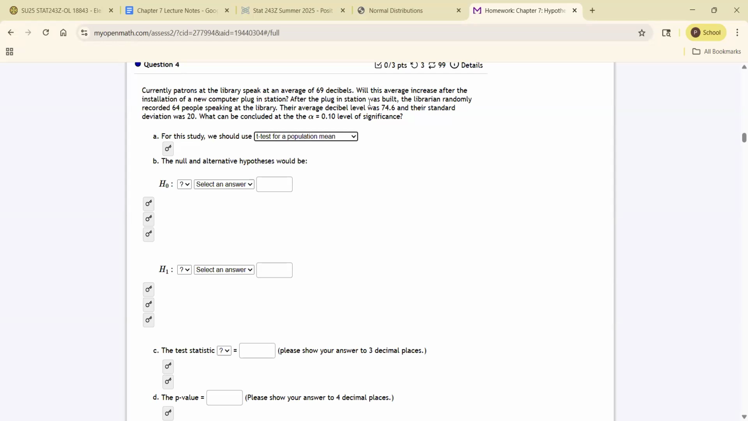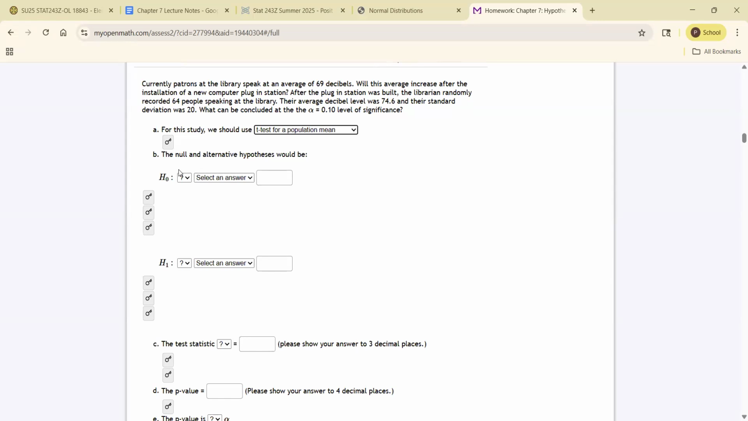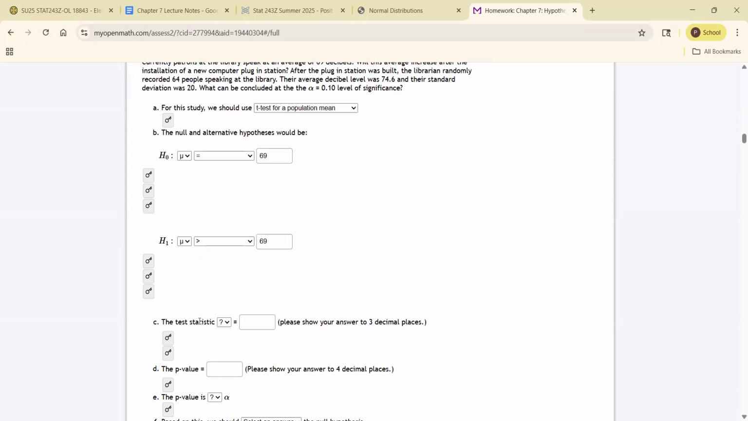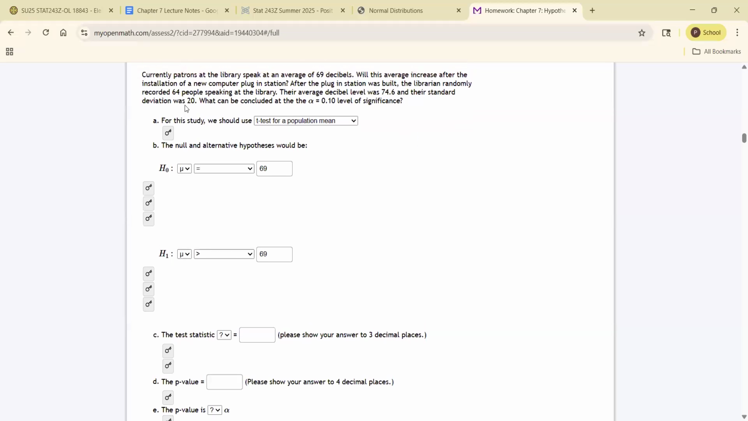Will this average increase after the installation of a new computer plug? Well, in the boring world, the average will not increase. They'll stay right there at 69. In the alternative world, the average will increase and it will be bigger than 69. So now we need to compute the test statistic using summary data instead of using raw data.